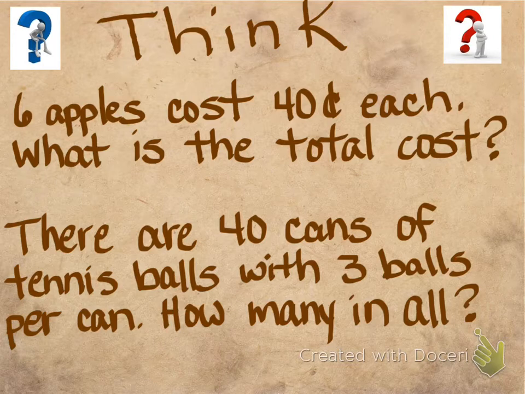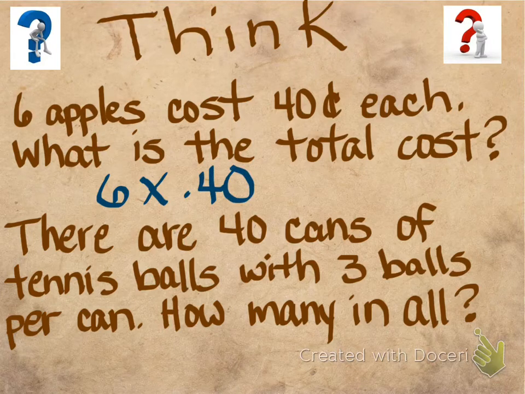There's several different ways that we could solve it, but we're going to use extended multiplication in this lesson. So that's what I'm going to try to get you thinking about, and we'll talk about some other ways that we can do it here in a minute. So basically what you're going to be doing is taking 6 times 40 cents to get your answer for that. And I'll show you how to do that in a few minutes.